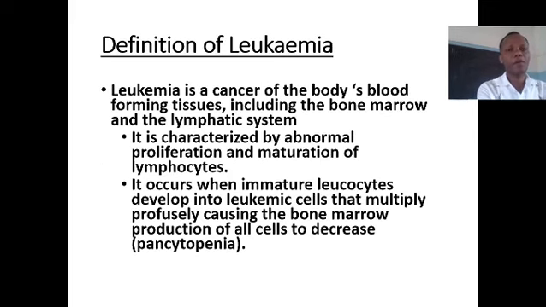By definition, leukemia is a cancer of the body's blood-forming tissue, including the bone marrow and the lymphatic system. It is characterized by abnormal proliferation and maturation of the lymphocytes. It occurs when immature leukocytes develop into leukemic cells that multiply profusely, causing the bone marrow production of all cells to decrease, that is, pancytopenia.